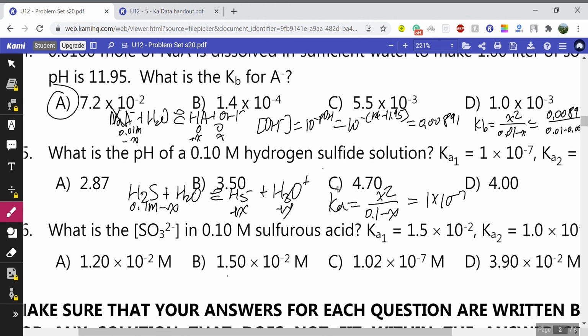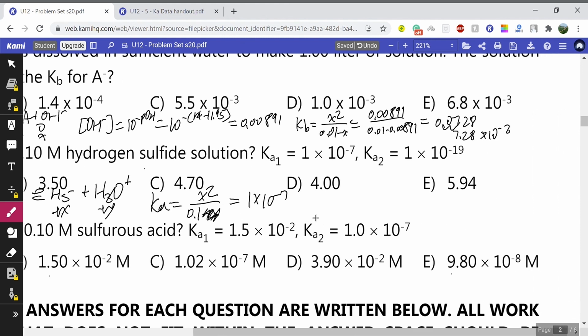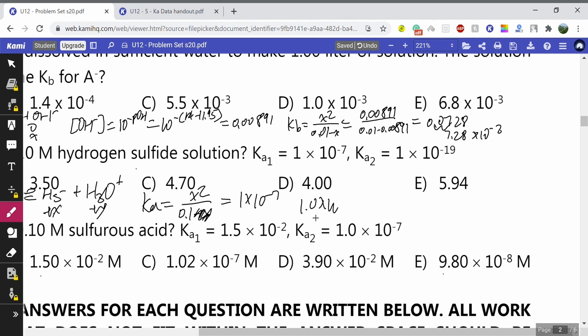And this will give us our pH for the hydrogen sulfide solution. We can apply the 5% rule here since the K value is so small, so we're going to get rid of the plus x and minus x. Now we're going to do 1.0 e to the negative 7th times 0.1 and take the square root of that, which will be 1.0 times 10 to the negative 4th.